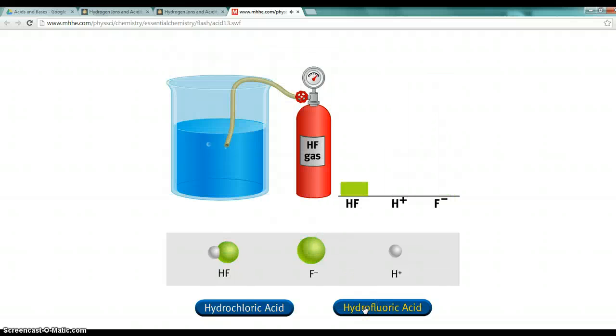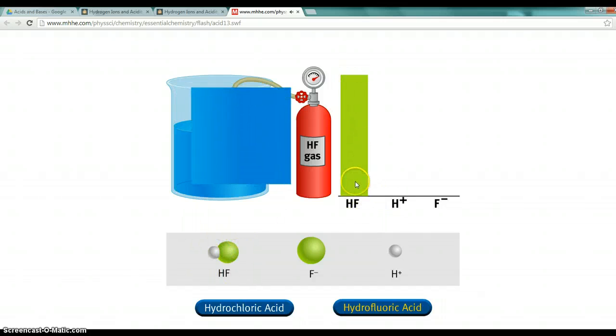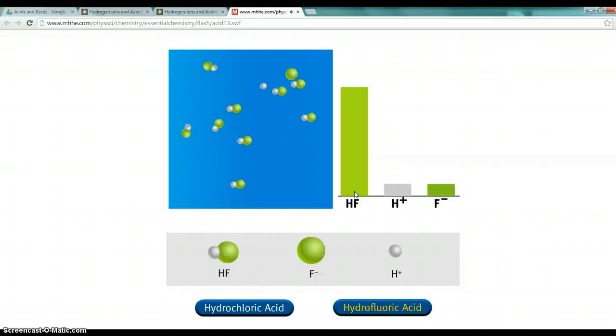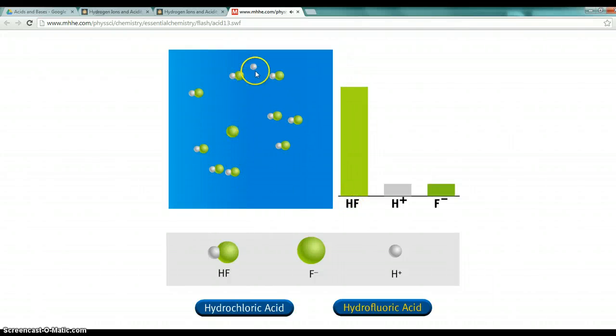Now, in a weak acid, like hydrofluoric acid, here we go with our HF all whole. Here's our concentration of the whole compound put together. And as it starts to dissolve, you're only going to see one of those little molecules breaking apart. Okay, so we get very few ions and most of the acid is left together as a whole. So you can see here we only get one of each ion and a whole bunch of HFs still put together. So that's the difference between a strong and a weak acid.